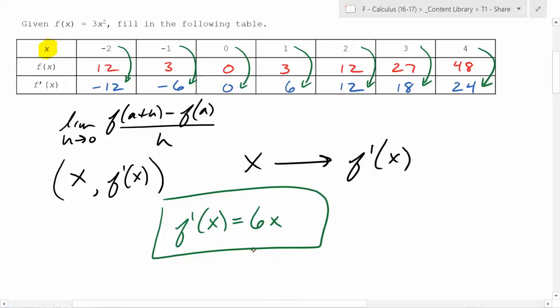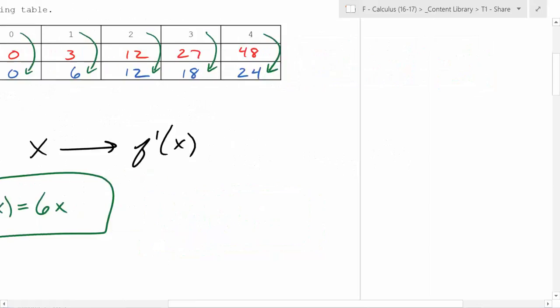How can we do that, though? Well, we can't test every value, but we could do the general case. So instead of plugging in the number 4 and the number 2 and the number 0 and the number 1.